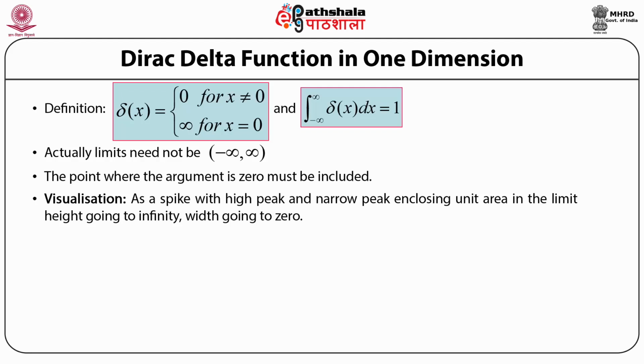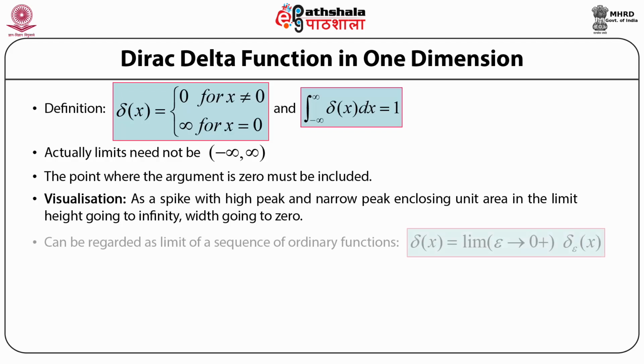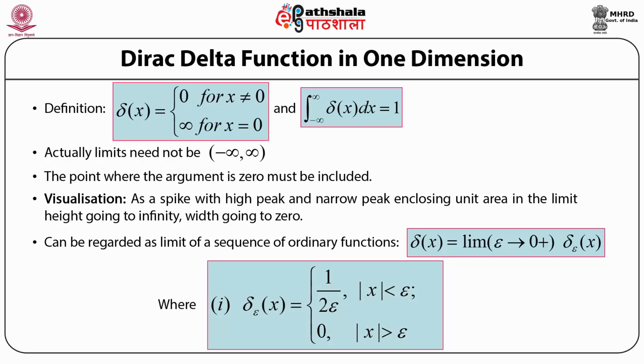So in this manner, one can visualize the Dirac-delta function as a spike function, and by this definition we can regard the Dirac-delta function as the limit of a sequence of ordinary functions. So the Dirac-delta function delta x is equal to the limit epsilon tending to 0 plus of delta subscript epsilon as a function of x, where delta subscript epsilon of x is equal to 1 upon twice epsilon for modulus of x less than epsilon, and is equal to 0 for modulus of x greater than epsilon.